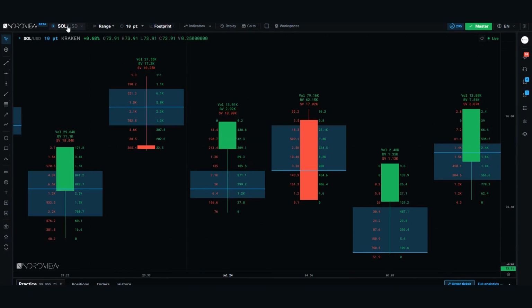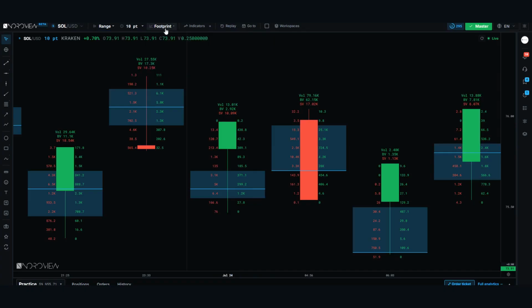First, how to get here. This is Solana against the dollar, live on Kraken. Up in the top bar, my candles are set to range at 10 points per candle. Range candles only close after price has actually traveled a set distance, so they filter out the quiet chop and give the footprint something worth reading. Then the chart type is set to footprint. That is the whole setup.